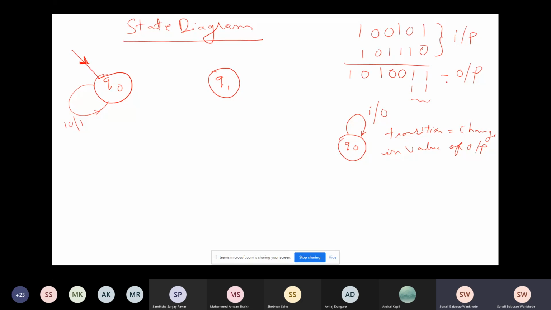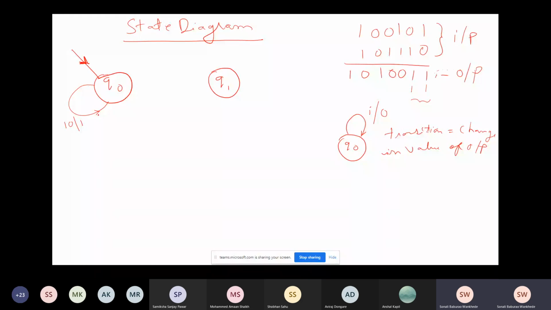See here, initially we began with Q naught as our initial state. Then we check the inputs, 1, 0. Since we do not have any other value on the rightmost side, our first value itself is 1. That's why we show the transition in the Q naught state itself. We don't have another value here to compare it with or check whether it's changing or not, right? Initially we are getting 1, so we show that in Q naught itself.